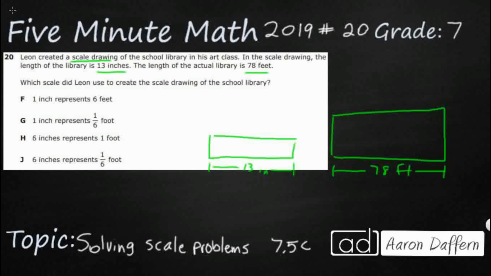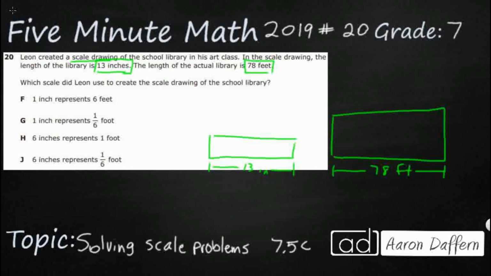And then we need to find the scale. Now, take a look at this. Normally, when we're dealing with scales and proportions and ratios, they give us 3 numbers. We're looking for the missing 4th. They've only given us 2. So we need to find 2 numbers. That's why F, G, H, and J actually have 2 numbers each.